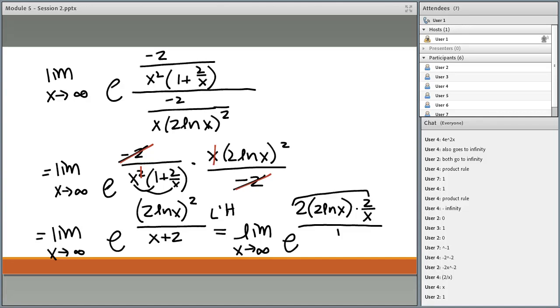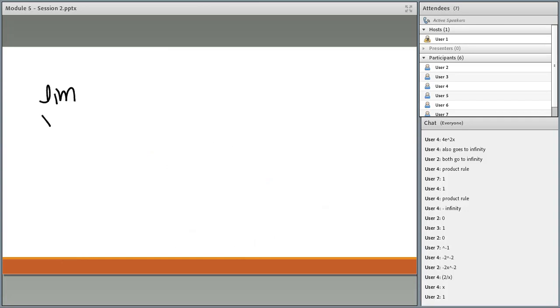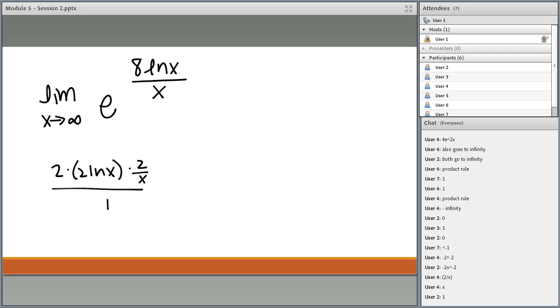So in the numerator, I have 2 times 2 times 2, so I get 8. So I have 8 natural log x times 1 over x. So let me go to the next page. So I have the limit as x approaches infinity of e to the 8 natural log x over x. That's because our exponent was 2 times 2 natural log x, and then times the 2 over x, all of that over 1. So what I did is, over 1, I can just leave off. So I have 2 times 2 times 2, which gives me the 8, and the natural log x, and then since it's over x, I just wrote the entire fraction over x.